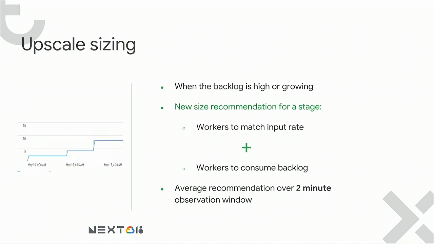So, how do we use these signals to actually decide we need to auto-scale up? Well, when the backlog is high, or when we see the backlog is growing, which is a sure sign that we don't have enough resources to run this pipeline, we start generating size recommendations. The Dataflow service in our backend has a loop that is constantly generating size recommendations for a pipeline. So what is a size recommendation?